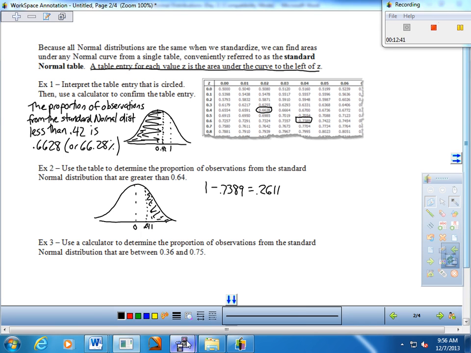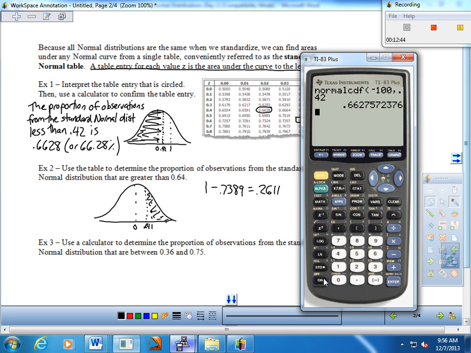Let's go ahead and confirm it on the calculator. So same deal, guys. If you would, go second to that distribution and just go down to the number 2. And in this case, again, you just need a lower bound and an upper bound. The lower bound is 0.64. And then the upper bound really just goes to infinity here. You need to put in some number. You could do 100 or 1,000, I've seen as well. It really doesn't matter a whole lot. It's not going to make a dramatic difference. But when you put that in, and what did we say about 0.2611? And there it is. So 26.11% of the values are above a z-score of 0.64.